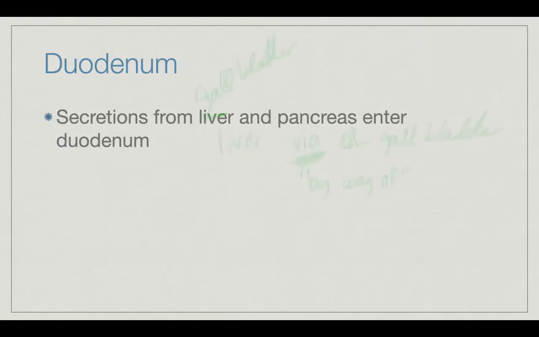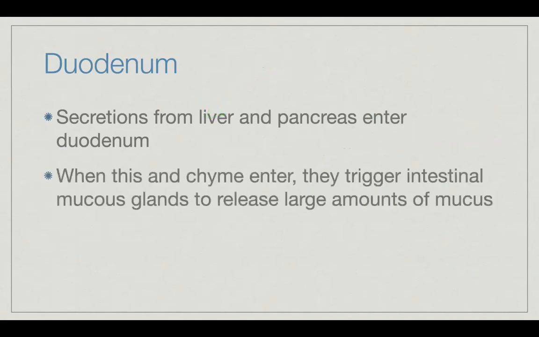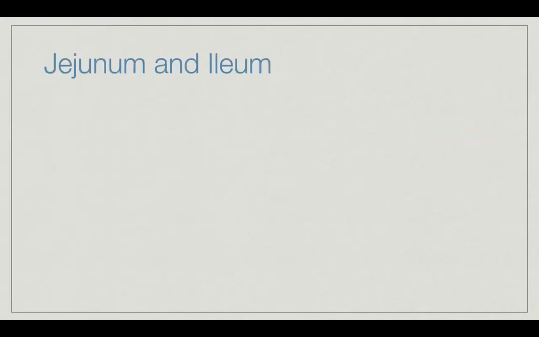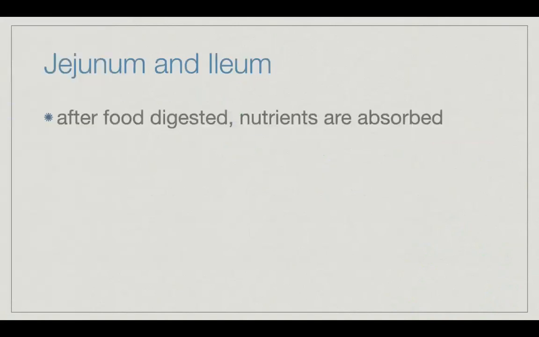That's where all of the pancreatic juice and the bile enter. When this all gets dumped into the duodenum, I'll use both pronunciations because I'm just used to using duodenum. They trigger intestinal mucus glands to release large amounts of mucus. Again, this is going to protect the intestinal wall. As the chyme is neutralized, you don't want any harm coming to the duodenal walls. So you'll still have lots of mucus covering the duodenum.